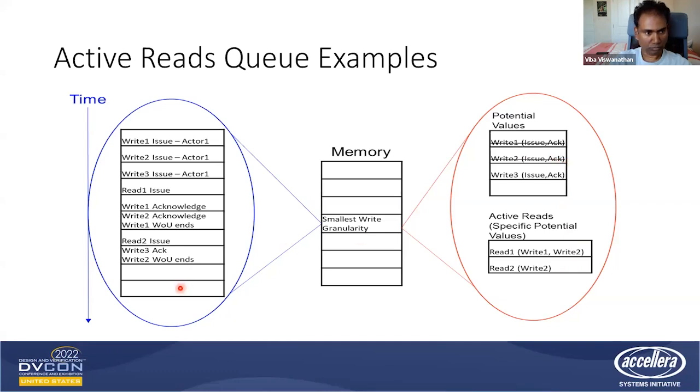Should read 1 complete at this point, it would expect either write 1 or write 2 or write 3 as the coherent value returned. Should read 2 complete at this point, it would expect either write 2 or write 3 as the coherent value returned.